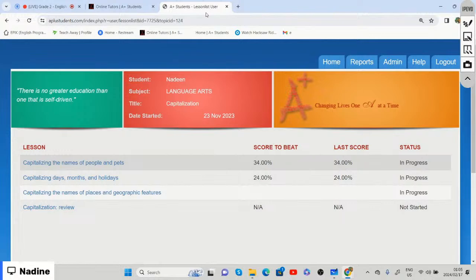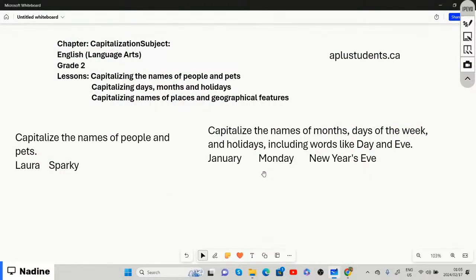All right, so we are doing capitalization. Our chapter is capitalization, English language arts, grade 2, and the lessons that we're going to be focusing on today under this chapter are capitalizing the names of people and pets, capitalizing days, months, as well as holidays, and also capitalizing names of places and geographical features.